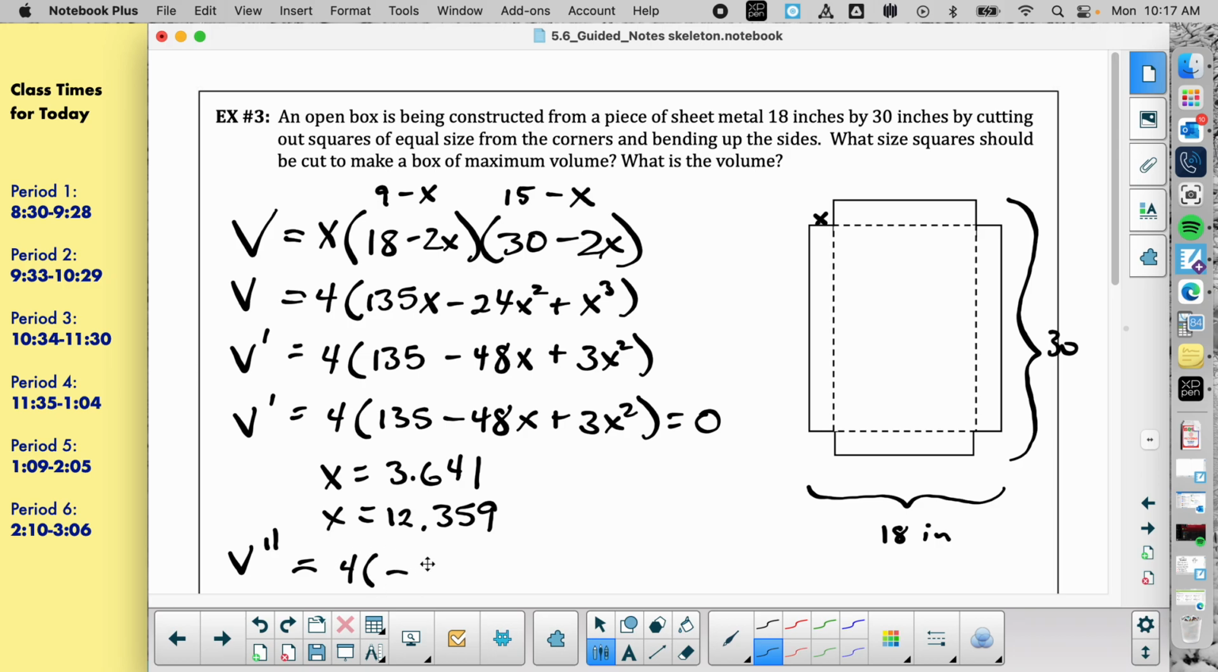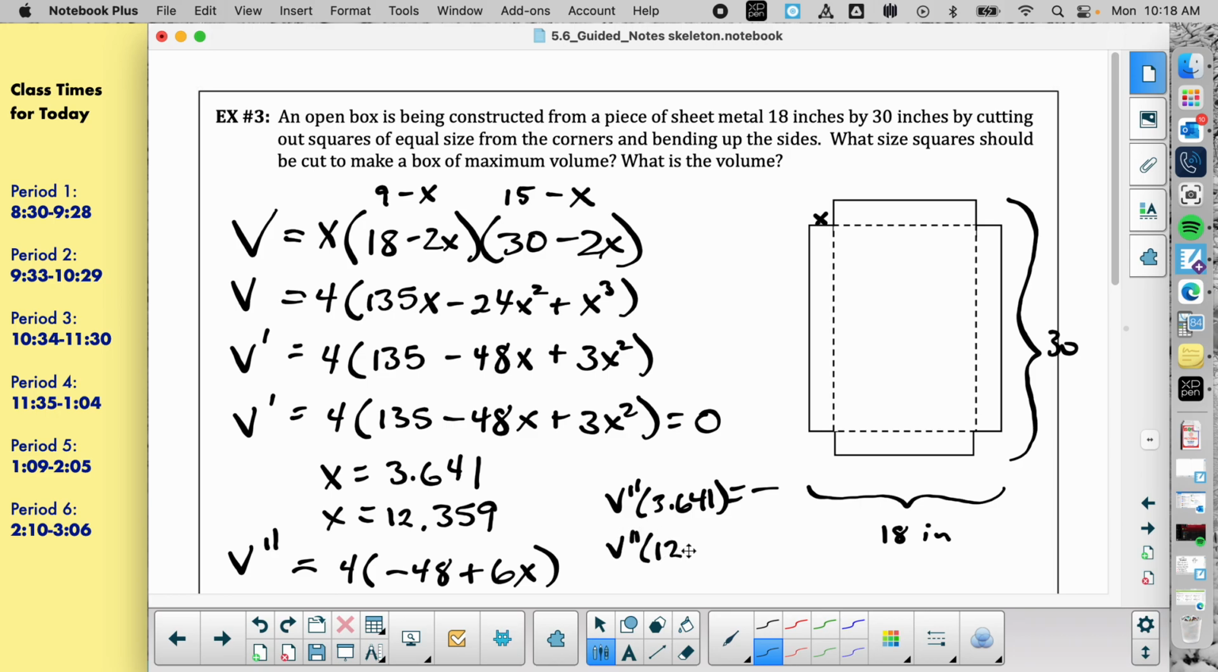So negative 48 plus 6x. I guess that won't be too hard to calculate. So I'm going to try it for both numbers. V double prime of 3.641. I could take out a 3, but I'm not worried about it. So 6 times that is like 18 to 20, and that'll be a negative answer. So that's a negative second derivative.